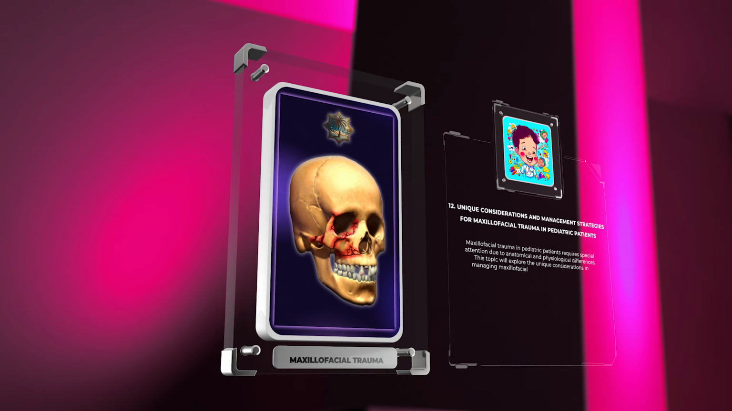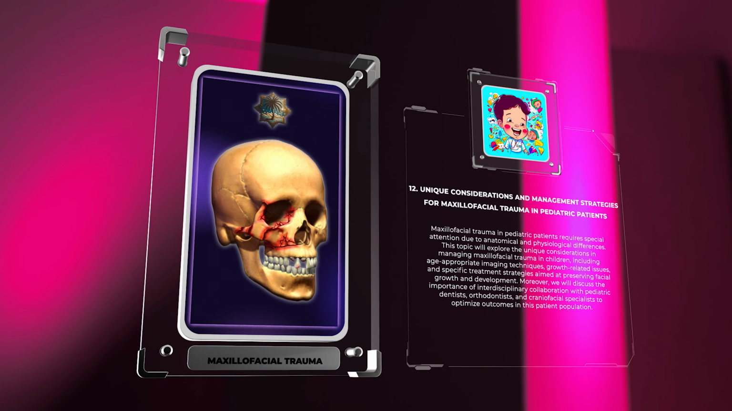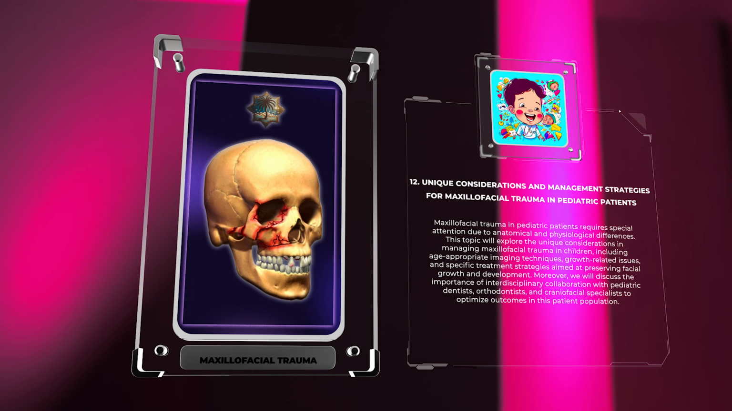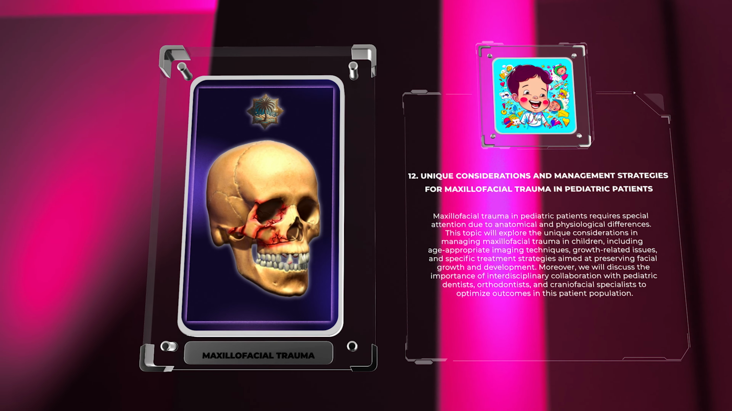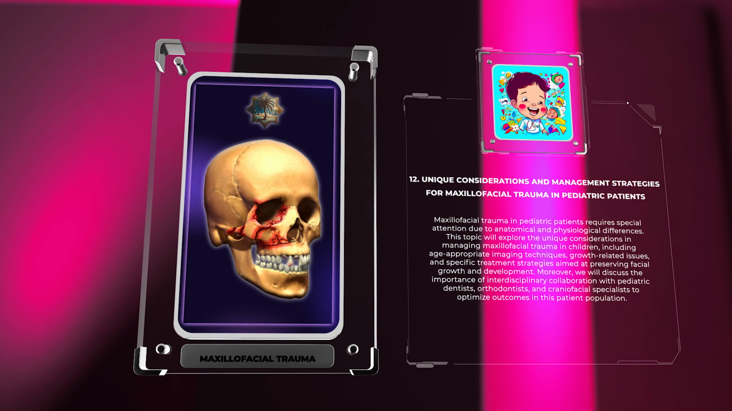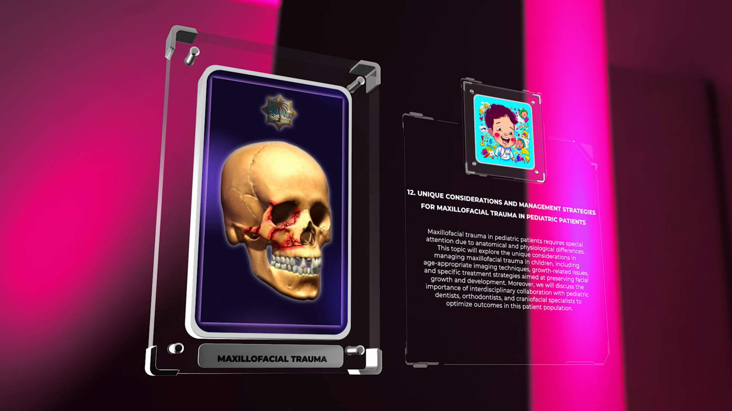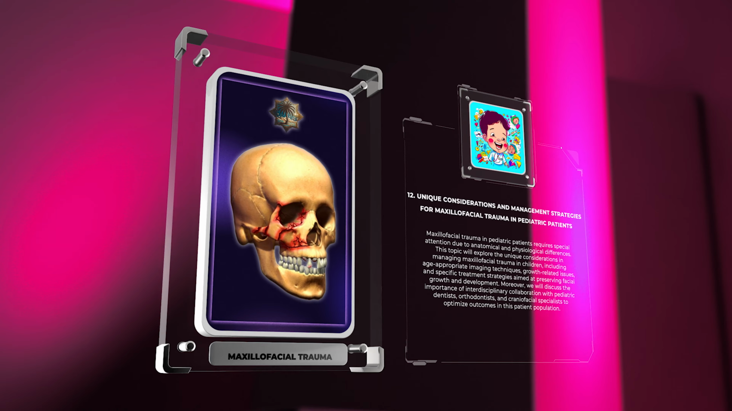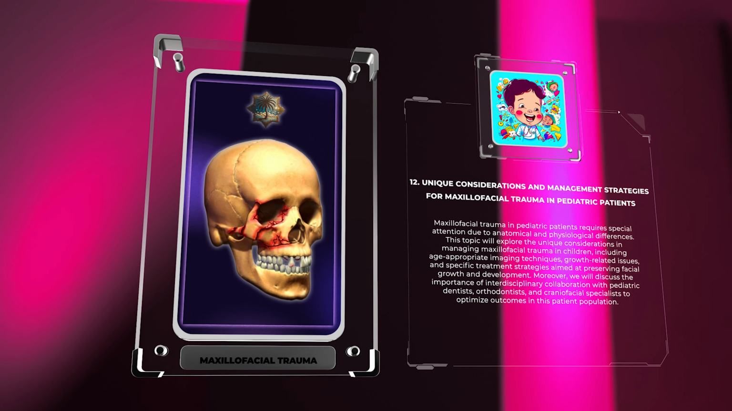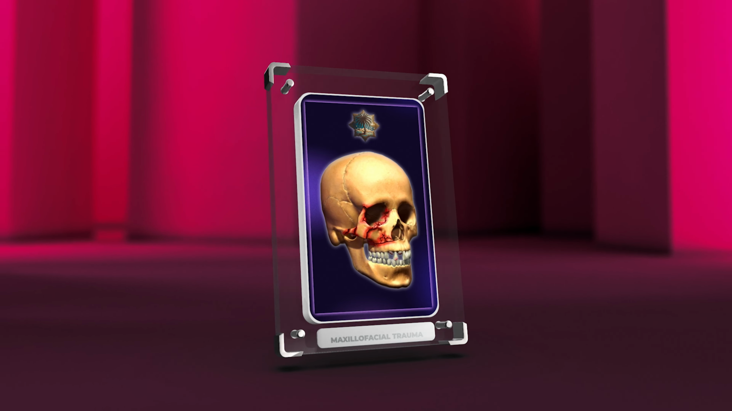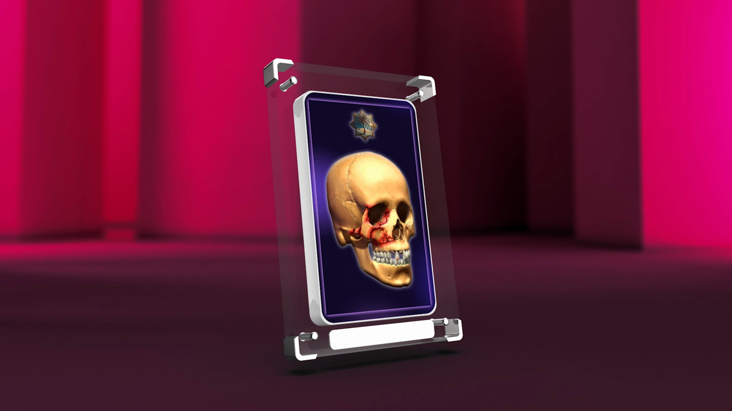Maxillofacial trauma in pediatric patients requires special attention due to anatomical and physiological differences. This topic will explore the unique considerations in managing maxillofacial trauma in children, including age-appropriate imaging techniques, growth-related issues, and specific treatment strategies aimed at preserving facial growth and development. Moreover, we will discuss the importance of interdisciplinary collaboration with pediatric dentists, orthodontists, and craniofacial specialists to optimize outcomes in this patient population. In conclusion, managing maxillofacial trauma requires understanding fractures, diagnosis, and treatment.